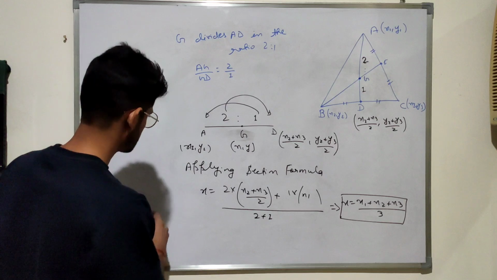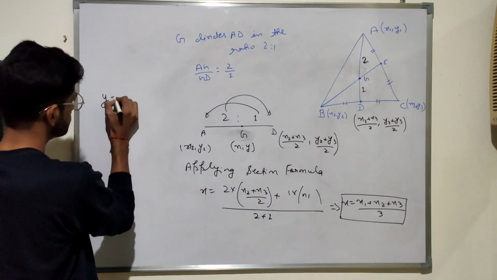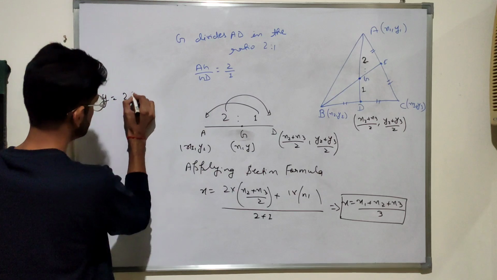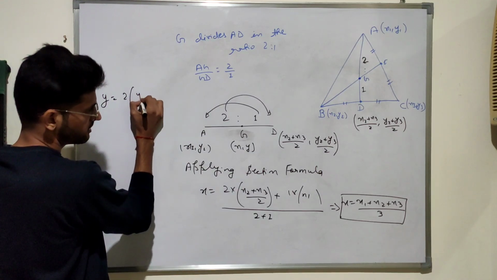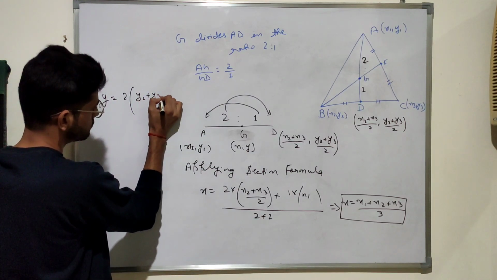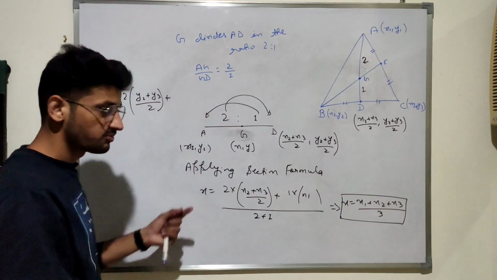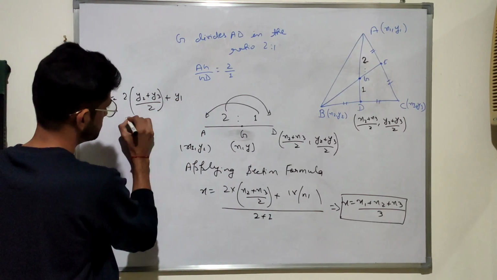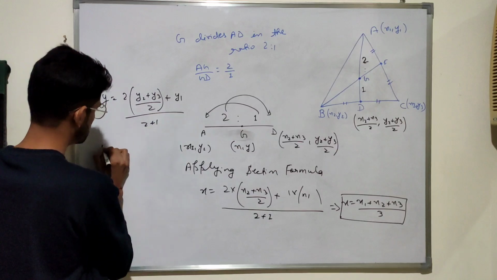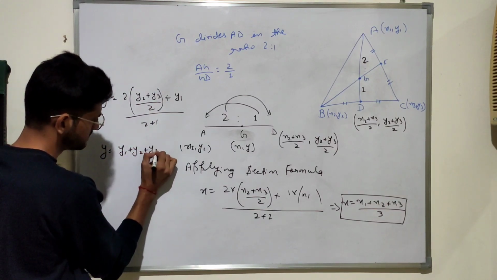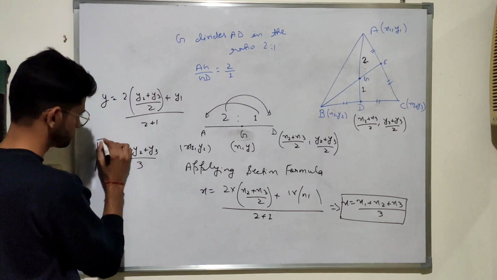So we can write it as y is going to be equal to 2 multiplied by the y coordinate of point D, that is 2 into (y2 plus y3) divided by 2, plus 1 into the y coordinate of point A, that is y1, divided by 2 plus 1, which is 3. Similarly, we can see here y is going to be equal to (y1 plus y2 plus y3) divided by 3.